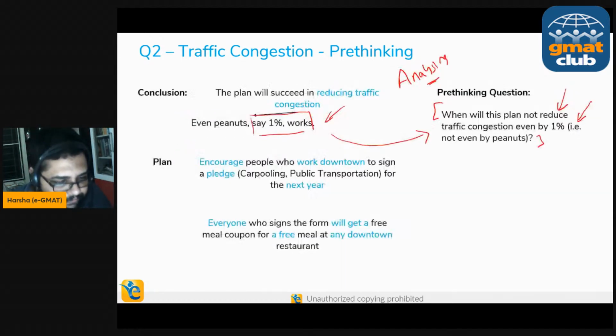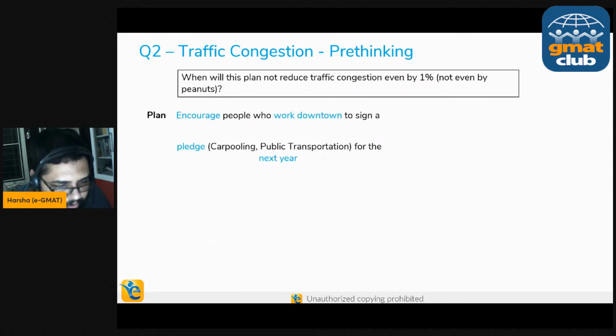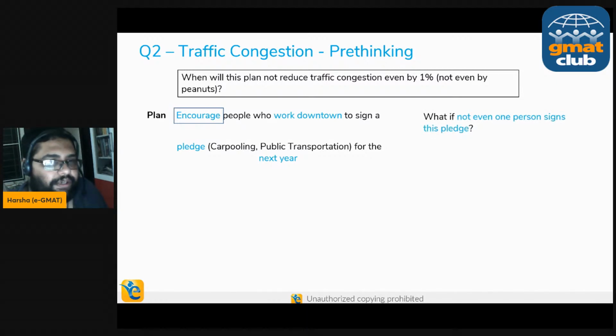You look at this word, encourage. Again, as we ask that question, just because you're going behind people, asking them or trying to encourage them to sign this pledge, it's not necessary that even one person signs this pledge. Just like Manorama said, what if nobody works downtown? It's perfectly possible that not even one person signs this pledge.